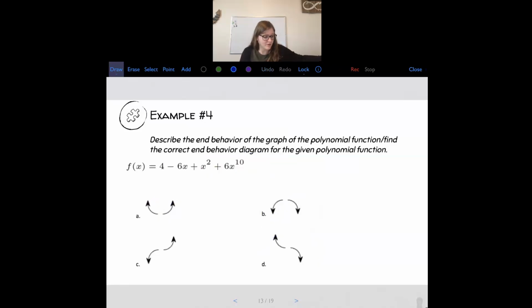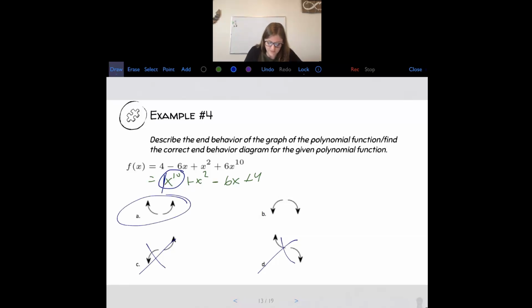Next, example 4. Again, the powers are not written in descending order. So we can rewrite this as x to the 10th plus x squared minus 6x plus 4. So I have my leading term. The degree is even, so we're going to be talking about smiles or frowns. And then the number in front, there's no negative in front. The number in front is just 1 if there's nothing written there. So this is going to smile. The correct diagram is A.